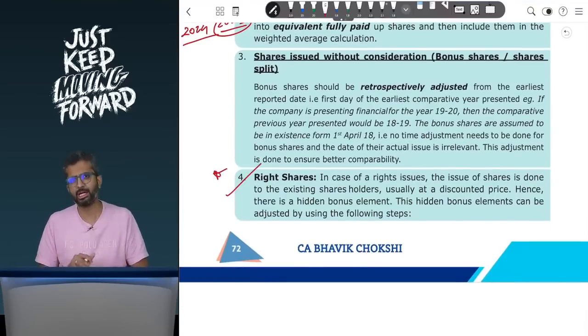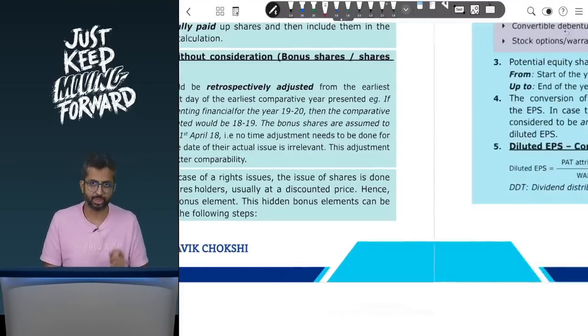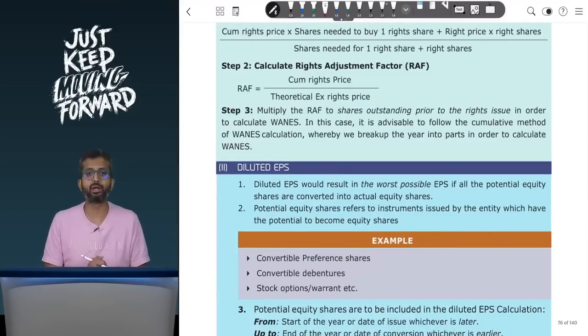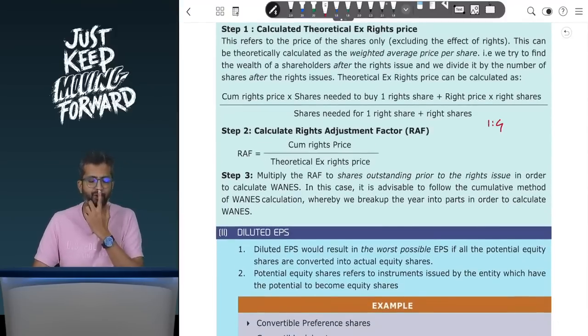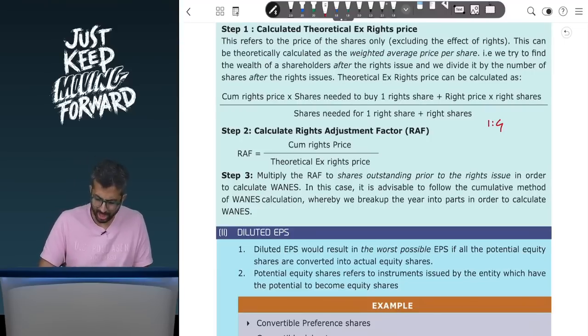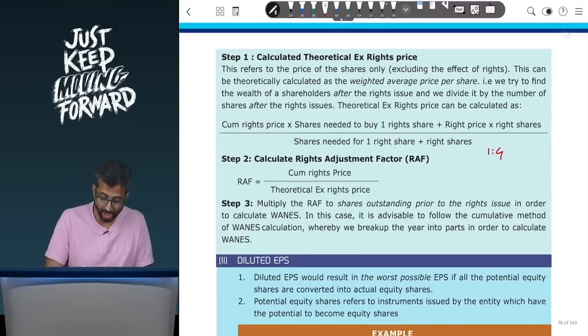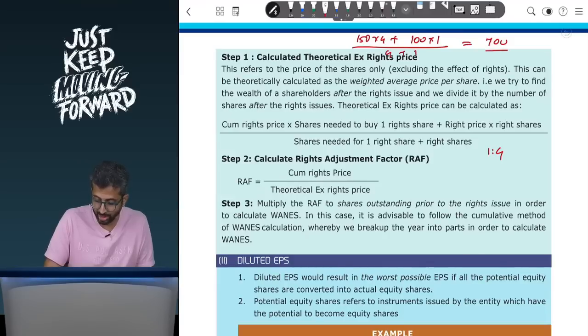Okay, rights shares is a fairly important adjustment. In case of rights shares, there's a hidden bonus and there's a hidden issue for consideration as well. So you will take 3 steps. Step number 1, you will try to find the theoretical ex-rights price. So let us say the rights ratio is 1:4. That means for 4 existing shares, you will get 1 rights share, and the pre-rights price is 150 rupees and the rights issue price is 100. In which case you will say that for me to get a rights share, I will have to hold 4 shares, which is 150 times 4, then for 100 rupees I will pay for 1 share. So I will have to pay a total of 700 for getting 4 plus 1, 5 shares, and hence my average price per share would be 140.